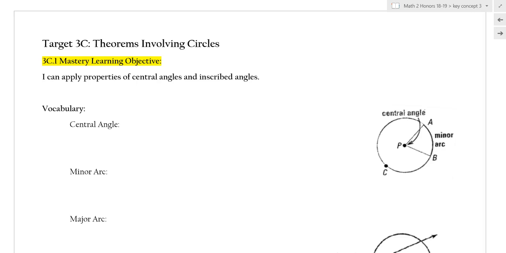Now looking at target 3C, which is all about theorems involving circles. Our 3C.1 master learning objective is identify properties of central angles and inscribed angles. So we're going to look at different sections where we're looking at different properties of circles.